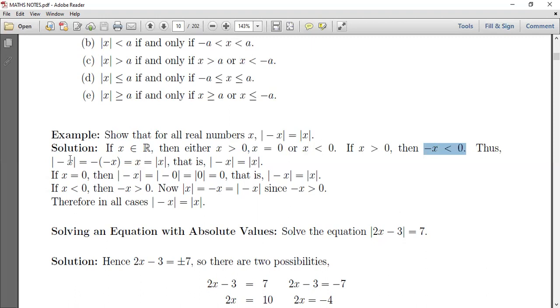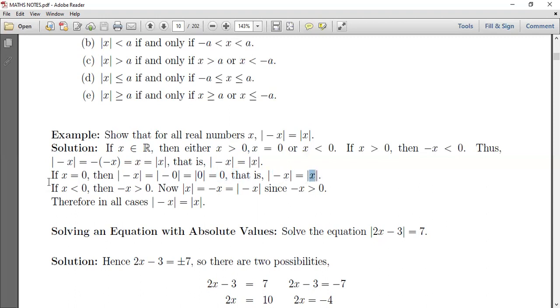Thus, modulus of minus x is equal to minus of minus x, which is equal to x, which is equal to modulus of x. In that case, modulus of minus x is equal to x. Then if x is equal to 0, it means modulus of minus x is equal to modulus of minus 0, which is equal to modulus of 0, which is equal to 0. Then in that case, modulus of minus x is also equal to modulus of x.